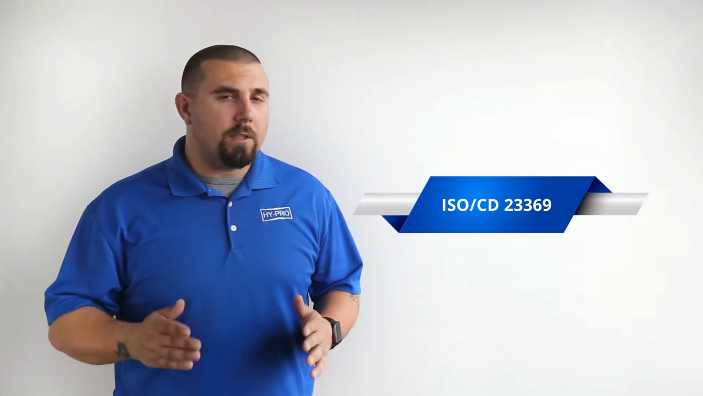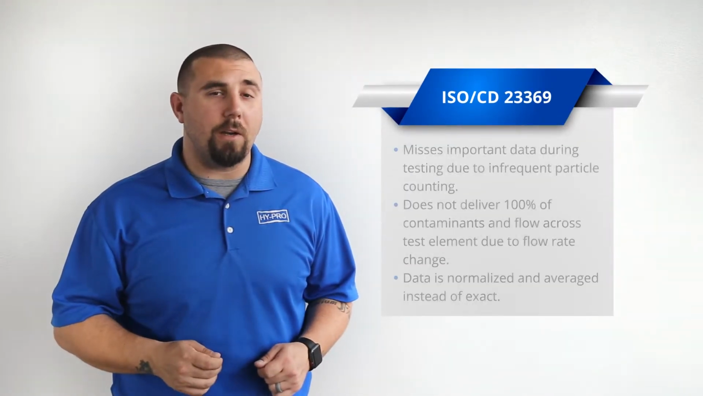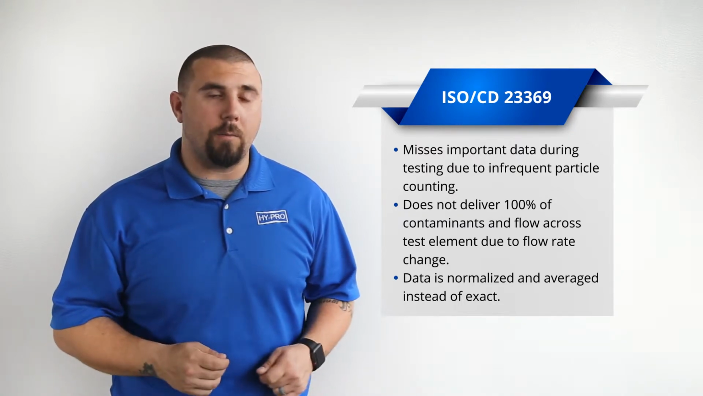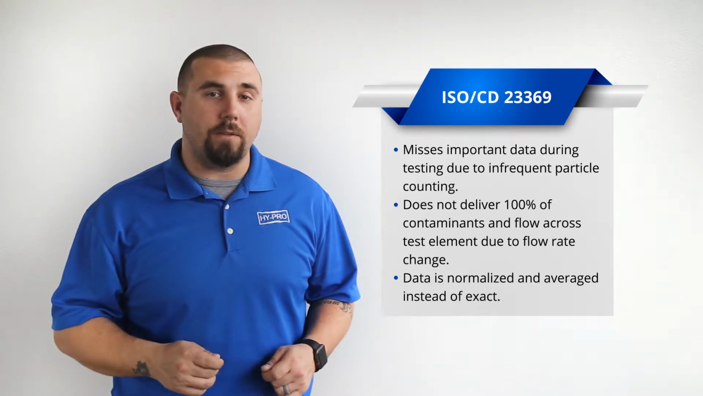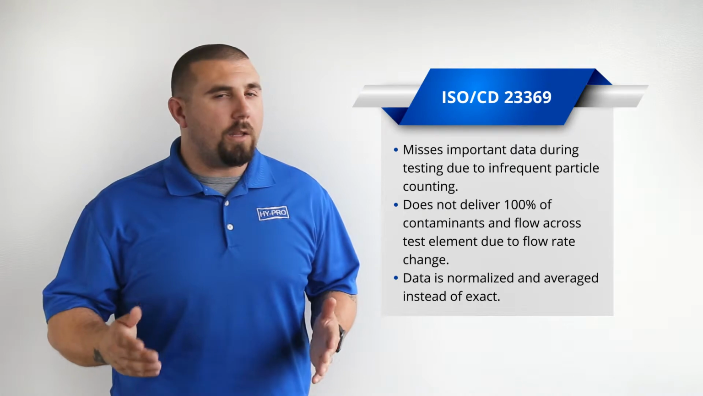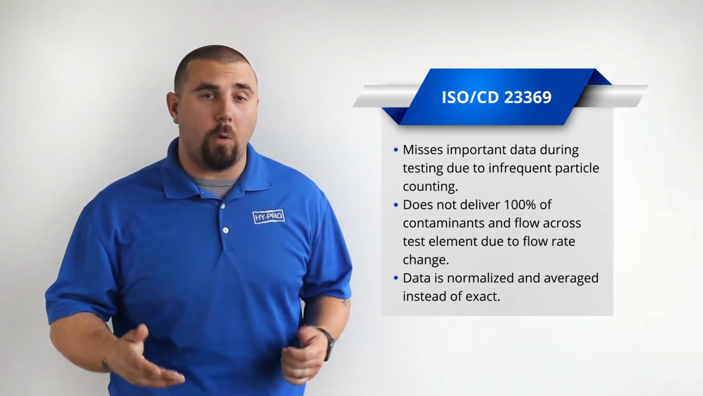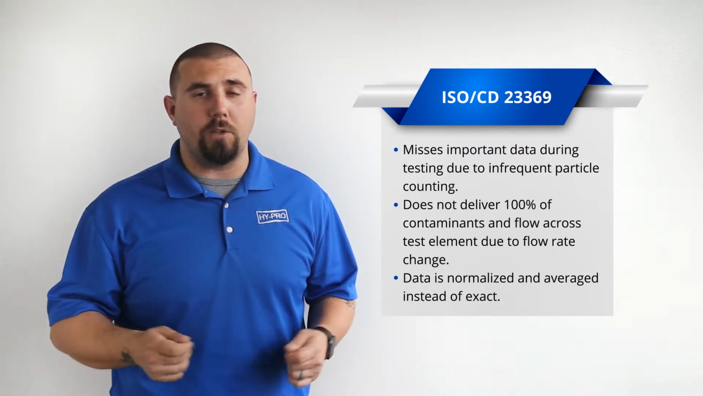Some other important things to know about ISO CD 23369 are, even though this test is one step closer to a real-world example of filter performance, it does miss important data during testing events, such as flow transition, due to infrequent particle counting. Unlike its predecessor, this test does not deliver 100% of contaminants and flow across the test element at all times due to the method in which the flow rate is changed.